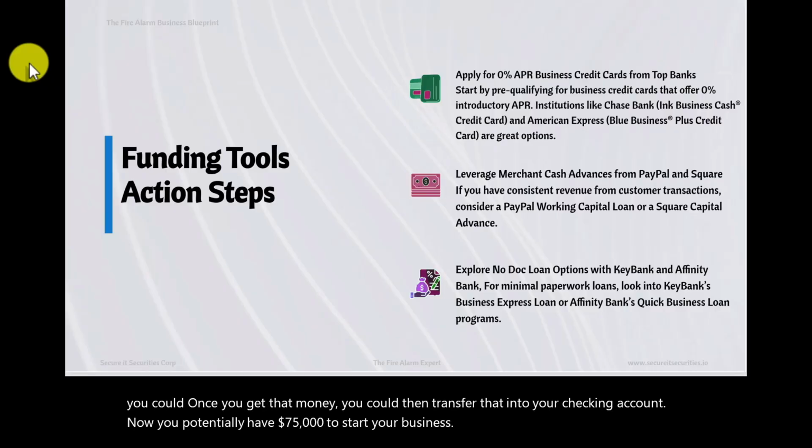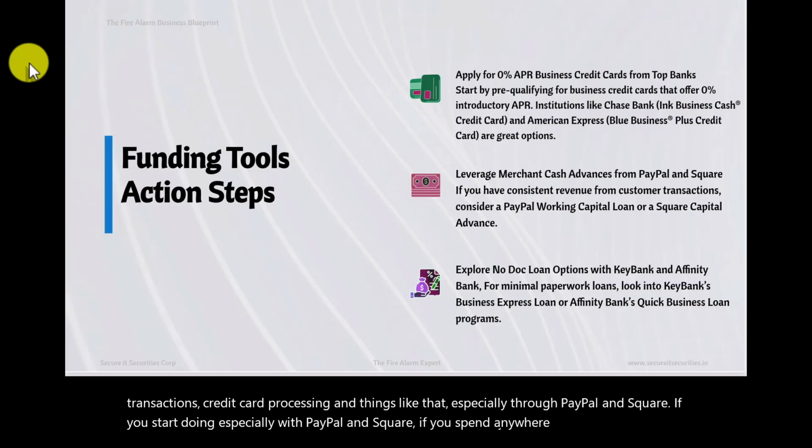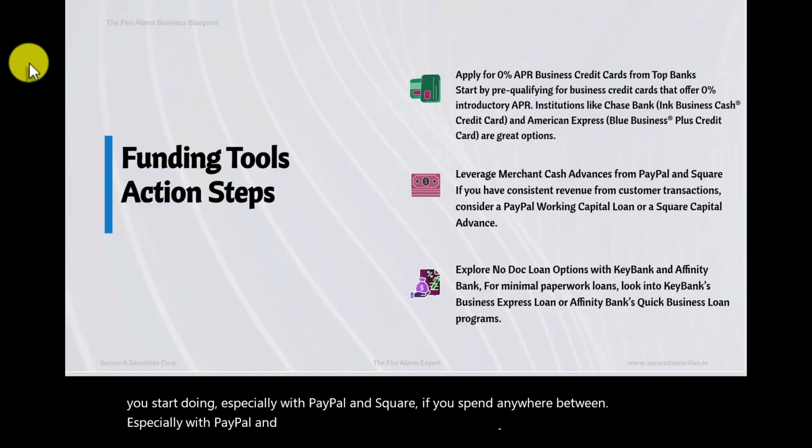And the second one is, after you've been in business for some time, you've been doing some transactions, some credit card processing and things like that, especially with PayPal and Square. If you spend minimum $25,000 in credit card processing, they're going to start sending you offers for working capital.